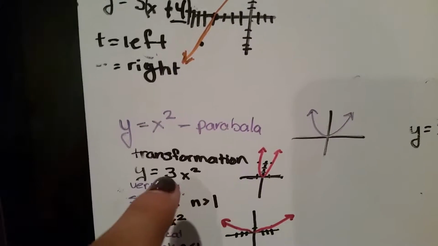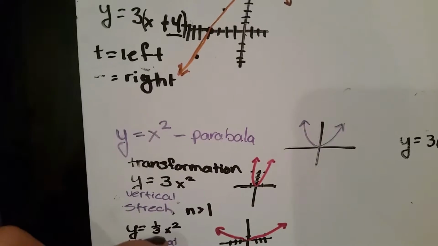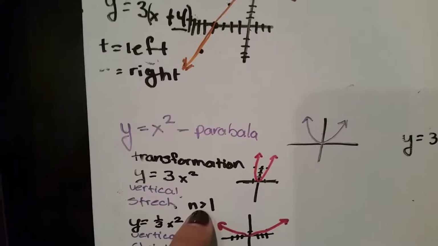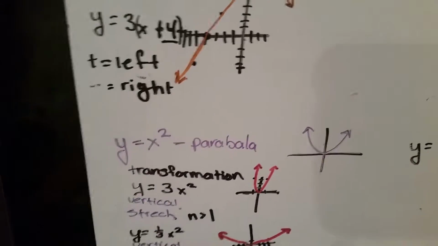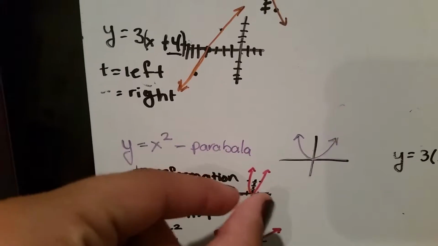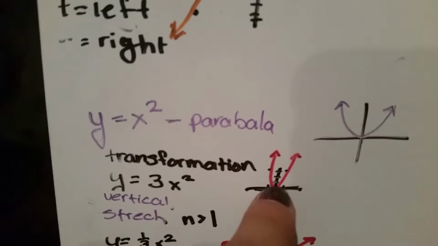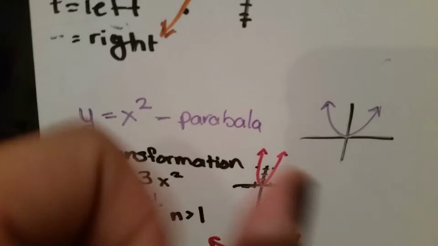The 3 is going to make it have a vertical stretch. Because in order to have a vertical stretch, you have to have n, or the number, greater than 1. So if you have a number greater than 1, it's going to be a vertical stretch. That means it's going to make it look narrower. So when you have that, you're going to go up 3, over to the right and left 1 to make it have a vertical stretch.